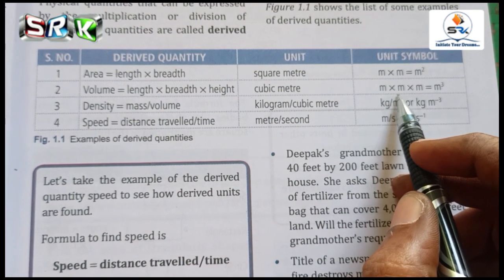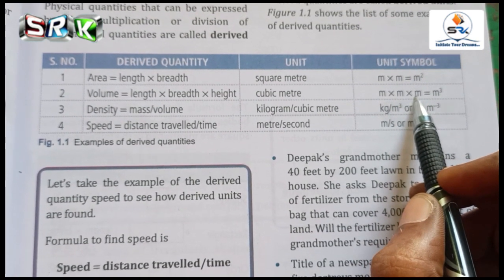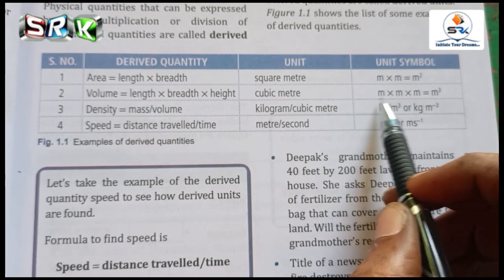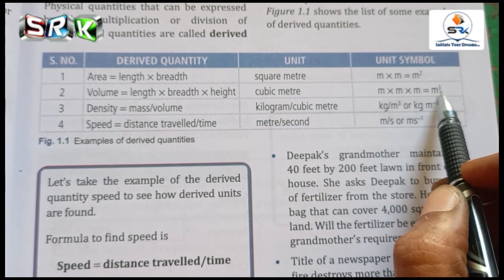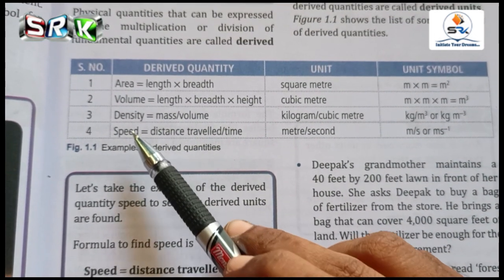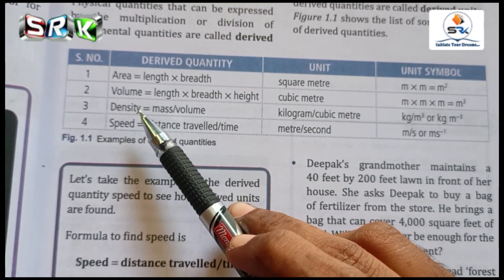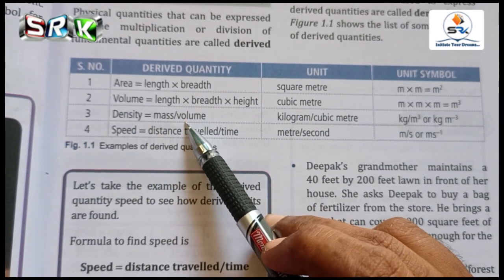Length is expressed in meter. Breadth is also expressed in meter, and height is also expressed in meter. So finally you will get meter cube by multiplying these three meters. Likewise, next one, density. Density is equal to what? Density is equal to mass divided by volume.